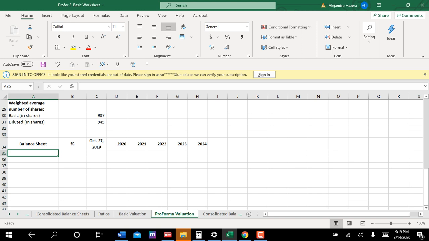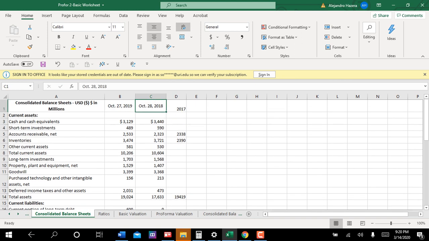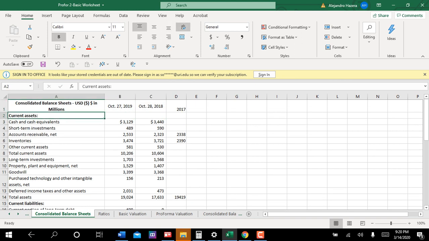Okay, so obviously what we're going to do in the balance sheet is copy over all the accounts, the titles, the line items in the balance sheet, and we're also going to copy over the numerical amounts. Okay, so we're in the pro forma valuation worksheet here. All you've got to do is come over to the consolidated balance sheets worksheet over here, and here we've got all our balance sheet items. And since we've already got the date in the pro forma sheet, we don't have to copy that over.